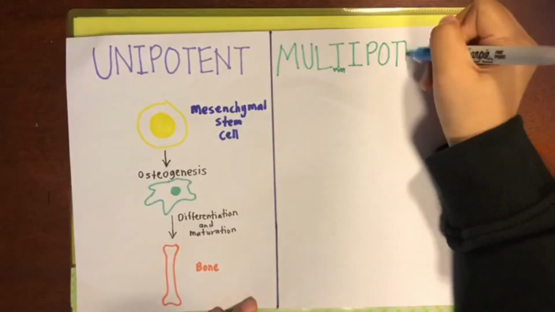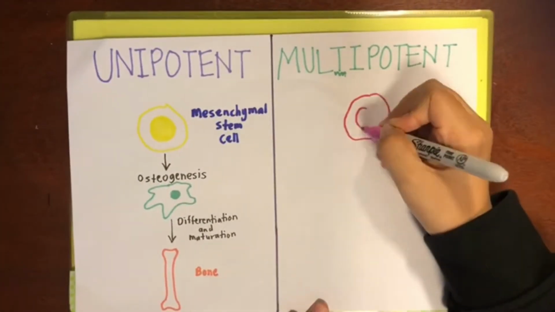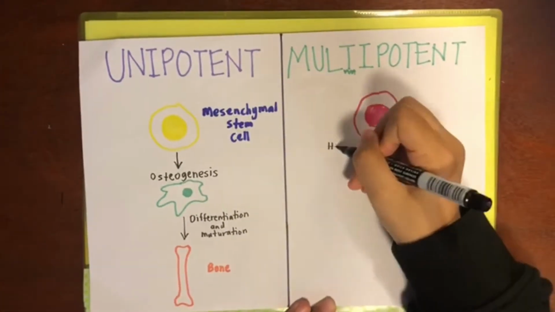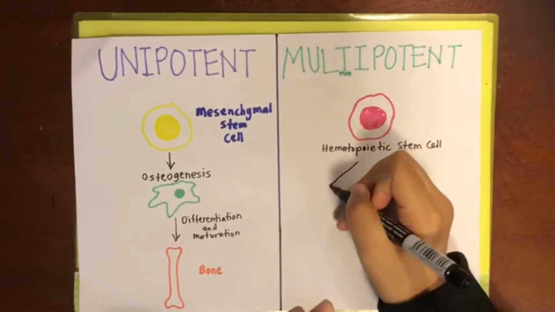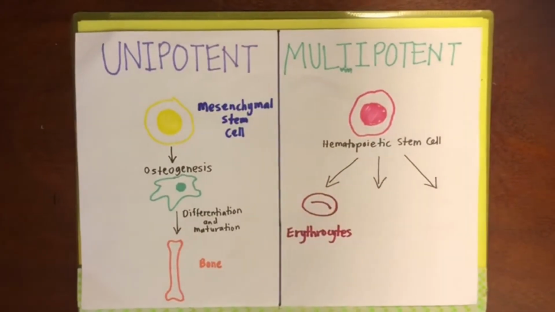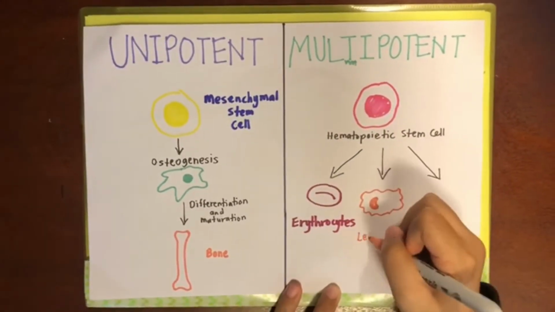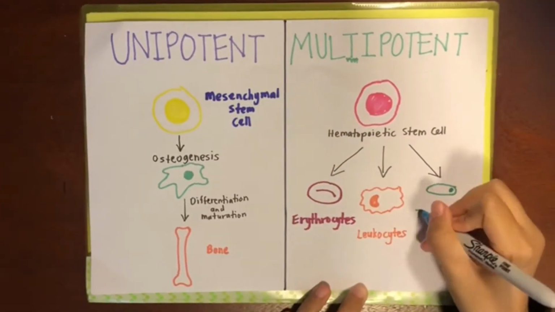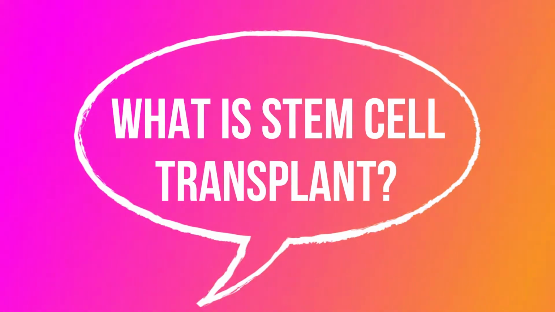Secondly, multipotent. This type of stem cell forms many types of differentiated cells. For example, hematopoietic stem cell form red blood cells, white blood cells, and platelets.